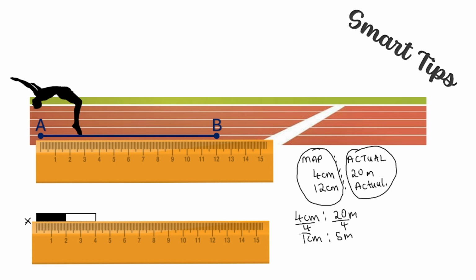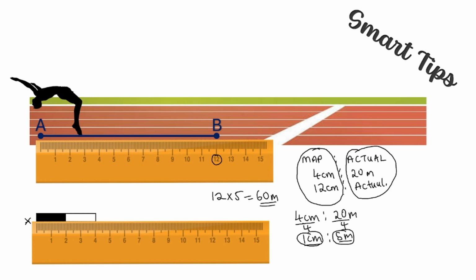Now, if you know that 1 centimeter is 5 meters, then you can find any number of centimeters. So now you want to find 12 centimeters. If 1 centimeter is 5 meters, what about 12 centimeters? It's going to be 12 times 5, or 5 times 12, which is 60 meters. So the actual distance from A to B is 60 meters.